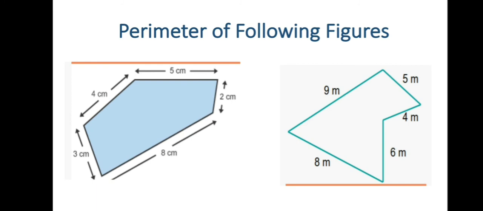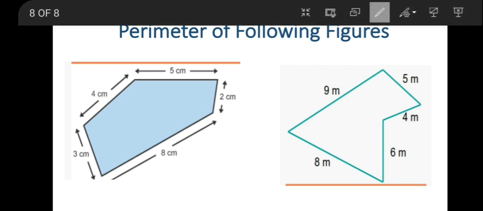Now children, let us discuss. Suppose these types of figures come in your exam and you have to find their perimeter. They are not a triangle or rectangle or square. In this case, you just need to find the sum of all sides. You have to start from one point and reach back to the same point.